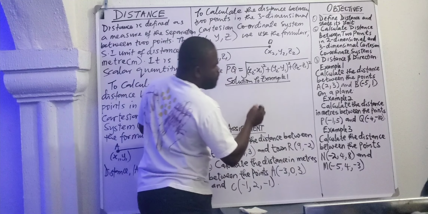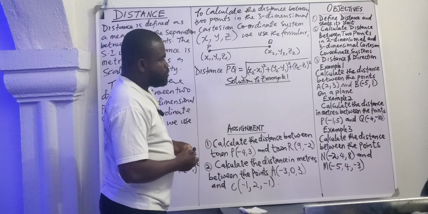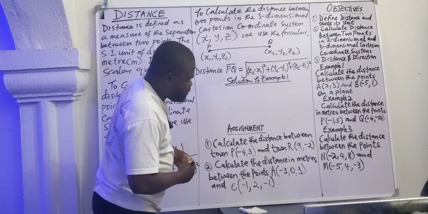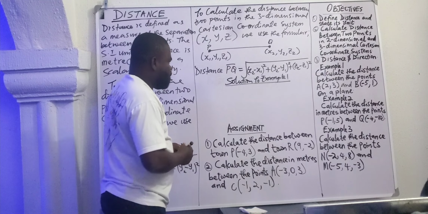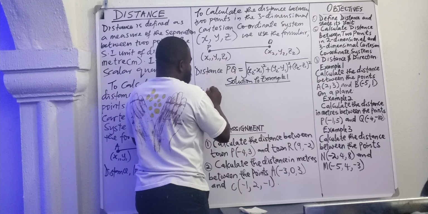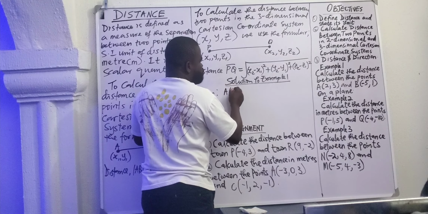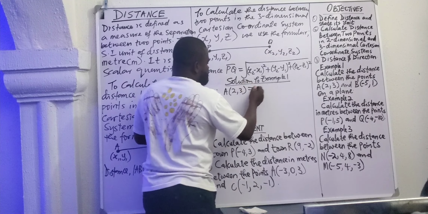So we're given the 2 points. Calculate the distance between the points A(2, 3) and B(-5, 1) on a plane. So we're given point A as (2, 3). What does that mean?